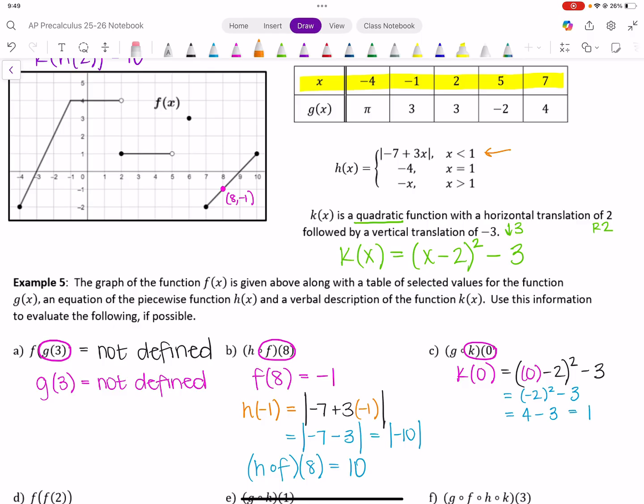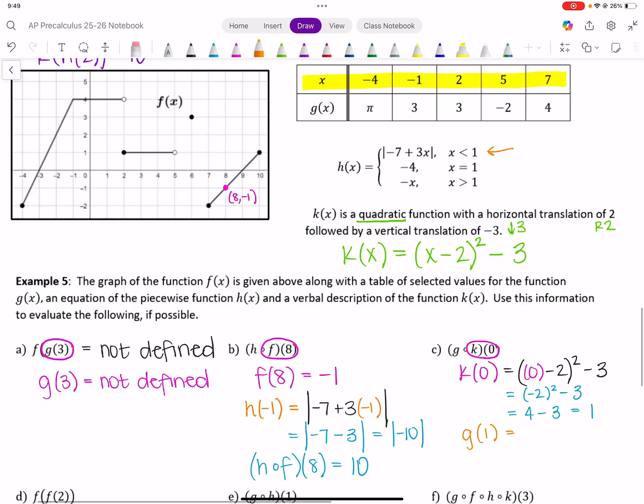So then next, I'm going to do g of 1. And g, once again, is our table, but we do not have an x value of +1, so once again, this would be not defined. And our composition would also be not defined.